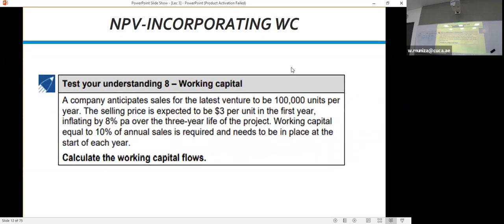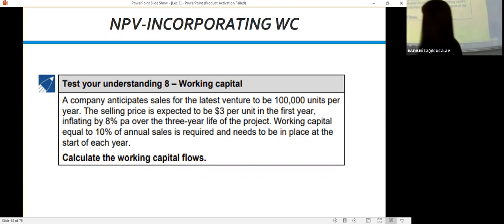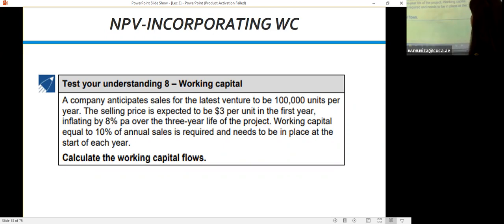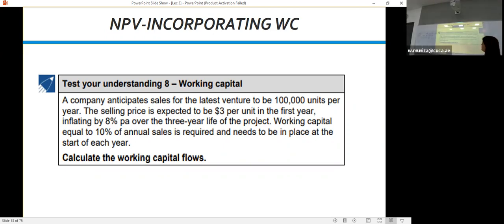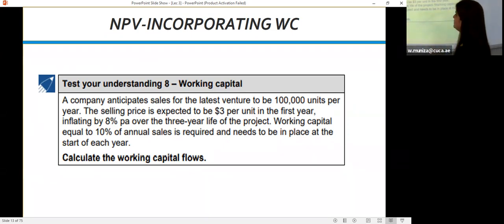Okay, now we have one more understanding, students. Calculate the working capital flows. A company anticipated sales for the latest venture to be 100,000 units per year. The selling price is expected to be 3 per unit in the first year, inflating by 8%.